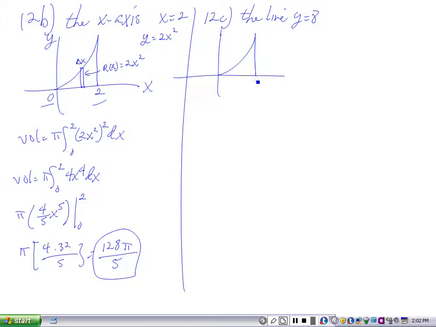And notice that if x is equal to 2, well, over there you get y is equal to 8, because again, you're using y equal to 2x squared. So y is equal to 2 times 2 squared. You get 8. So I'm going to rotate this guy about this line here.